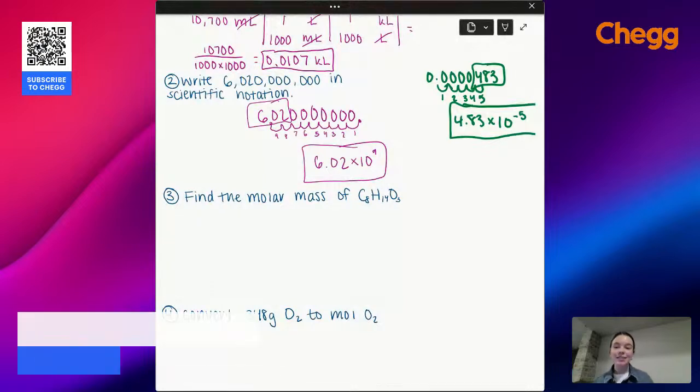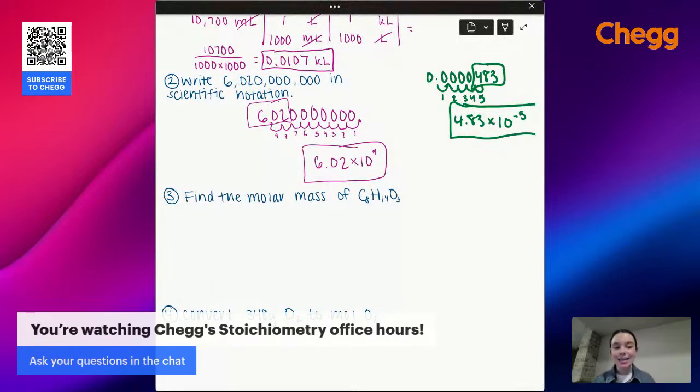Next, we're going to find the molar mass of C8H14O3. So this one is a little bit difficult for molar mass. Molar mass, we're trying to figure out how many grams of a substance is in a mole of that substance. So to do this, we need our periodic table. And you're going to find the mass for each of these individual elements. So I know I have 8 C's, 14 H's, and 3 O's based on this chemical formula. I'm then going to go to the periodic table and find the molar mass of each individual element.